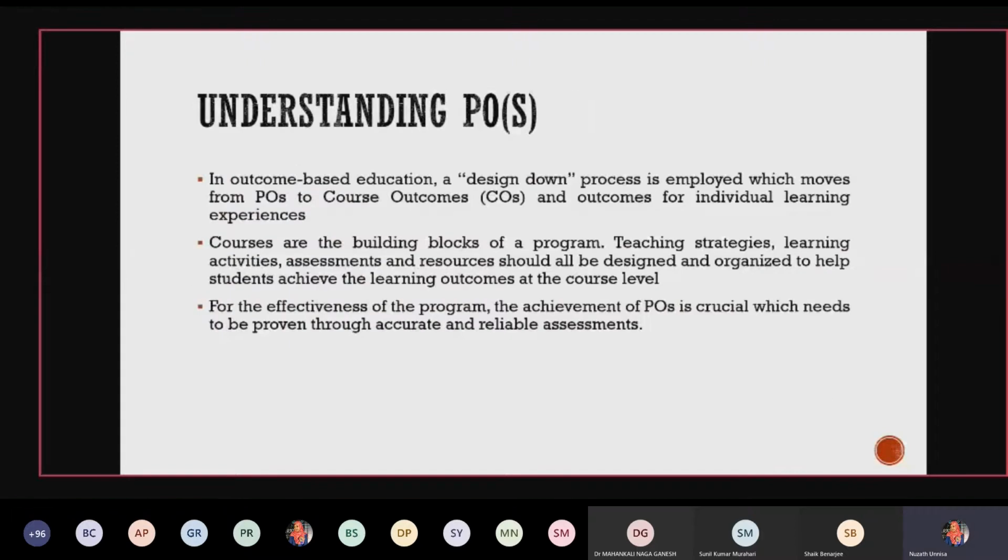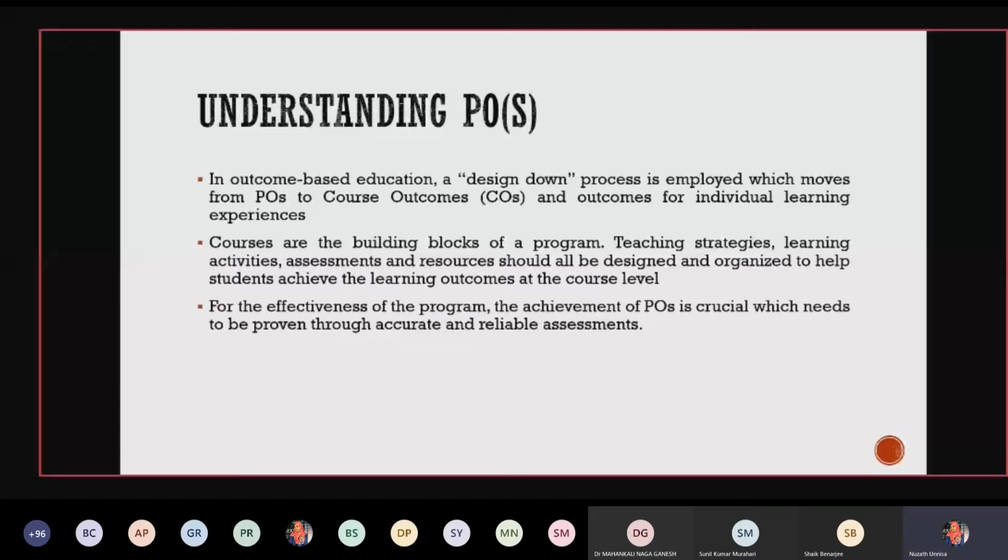So let us understand how to map the POs with COs. This is a design down process, we can say. First, we have the POs listed. These are the attributes, the outcomes which an engineering graduate is expected to have after completion of engineering. And to achieve those attributes, we start from the reverse approach.